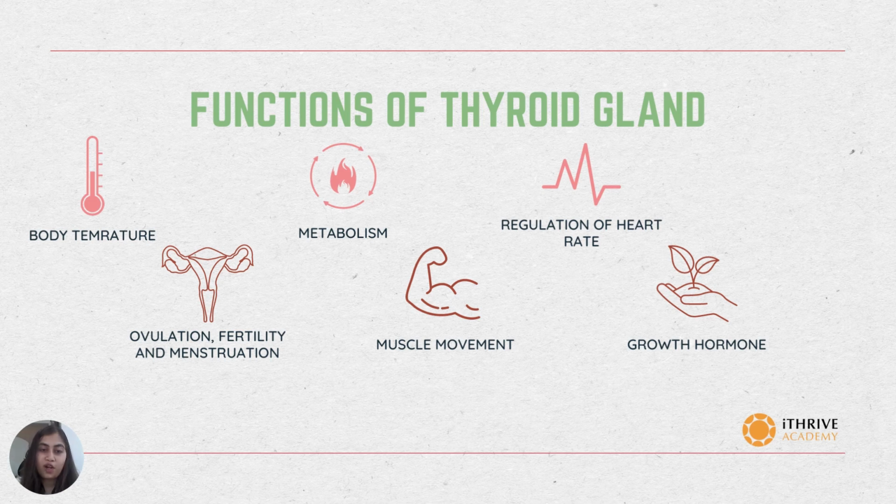Now, what are the functions of the thyroid gland that it looks after? First, it helps in adjusting the body's temperature according to the environment. Then, it takes part in the process of converting the food we eat into the energy that we require, called metabolism. It helps in the regulation of heart rate, and tuning in ovulation, fertility, and menstruation in women. It also looks after muscle contraction, and last but not the least, synchronizes with the growth hormone for proper growth and development in children.